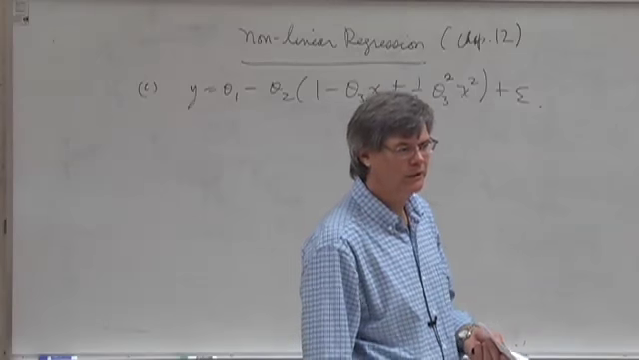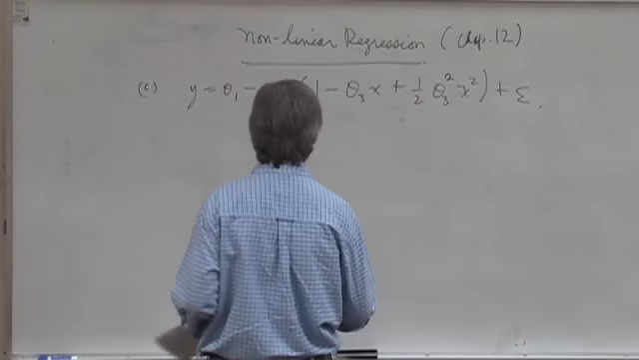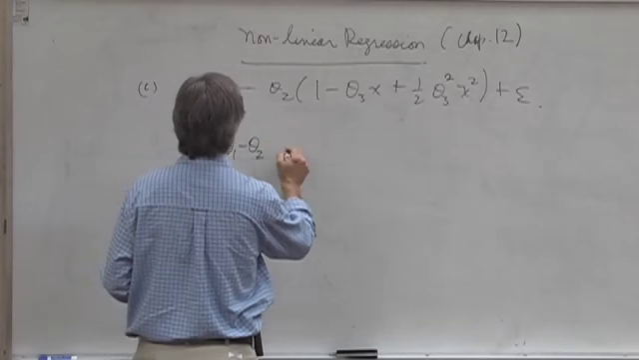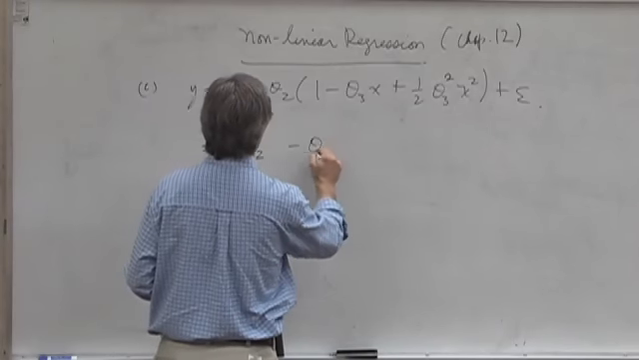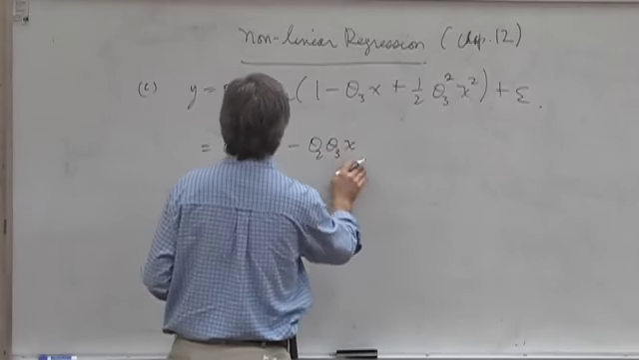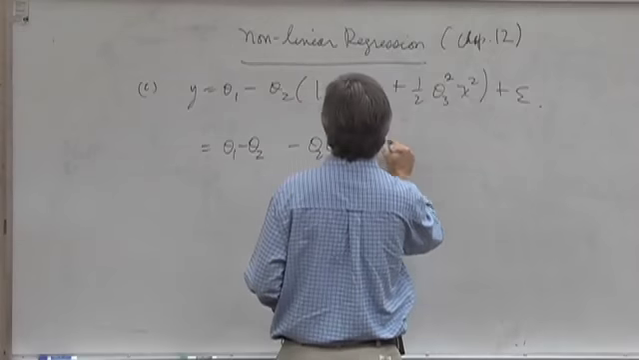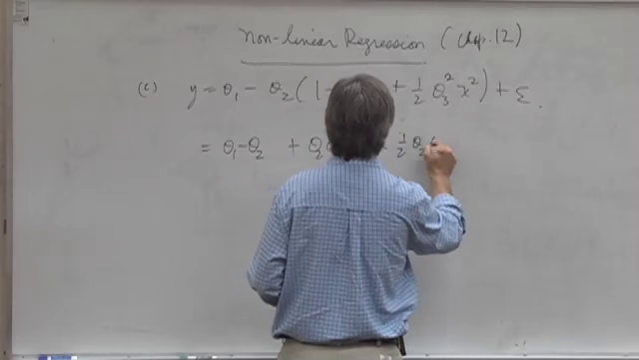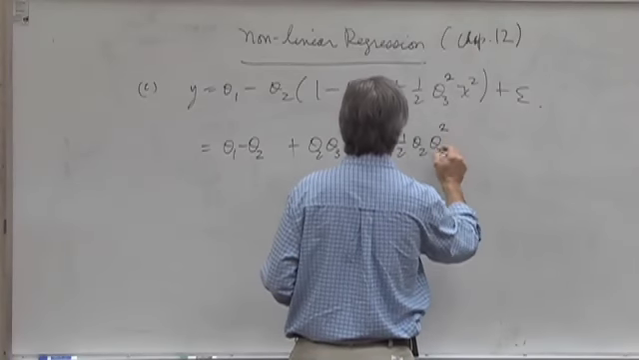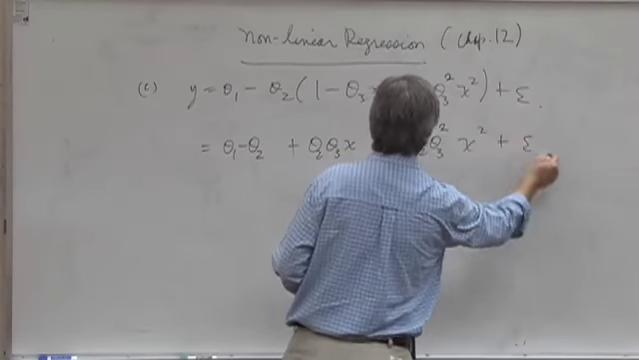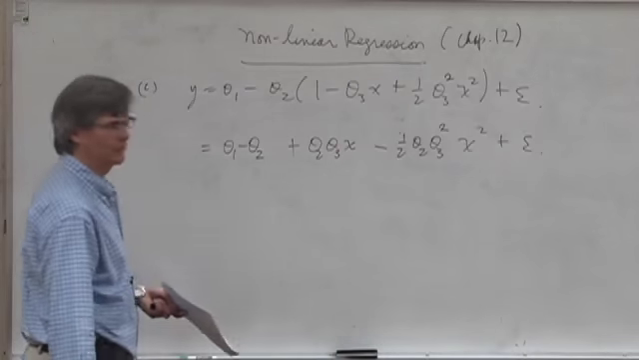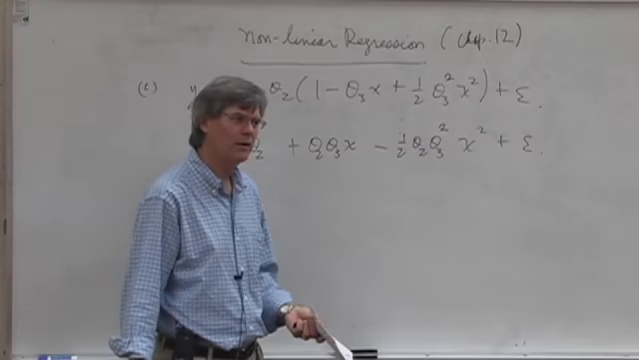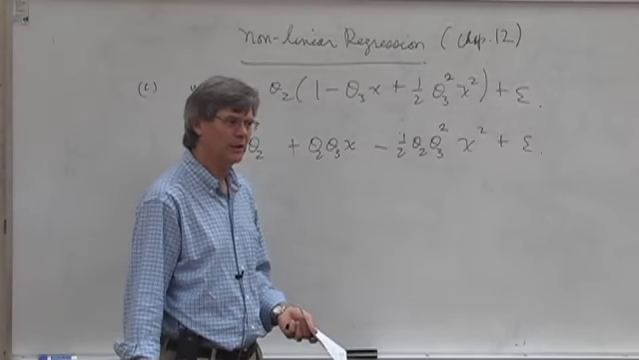So we'll just multiply it out and combine terms. It looks like a polynomial model to me. This just looks like theta 1 minus theta 2, minus theta 2 theta 3x, excuse me, plus theta 2 theta 3x minus 1/2 theta 2 theta 3 squared x squared, plus epsilon. So you just rename the parameters. Here you have theta 1 minus theta 2, theta 2 theta 3, and theta 2 theta 3 squared. Well, that's just three independent parameters again, obviously.